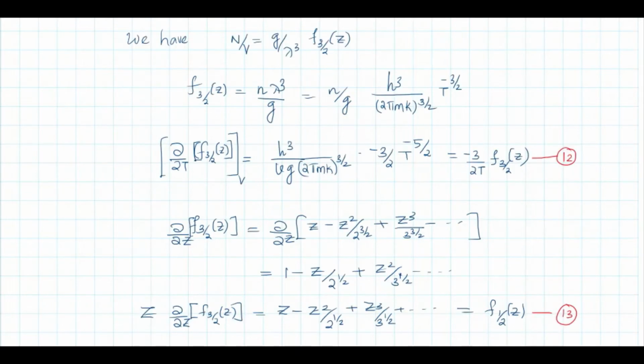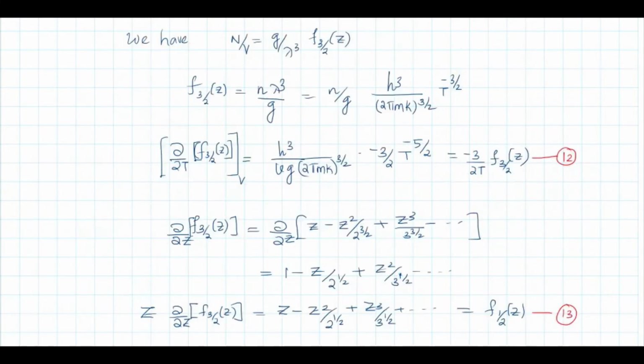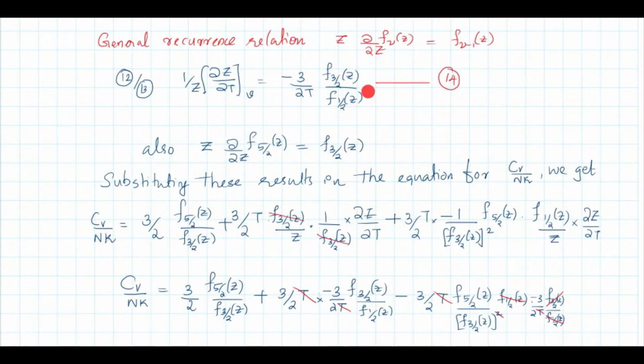Also, from 12 and 13, if you divide equation 12 by 13, the left hand side becomes 1 by z into ∂z/∂T. The right hand side becomes minus 3/2T into f3/2 by f1/2. Call this equation number 14.